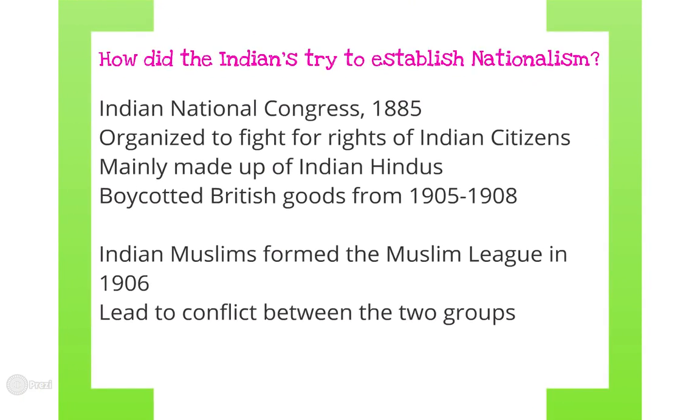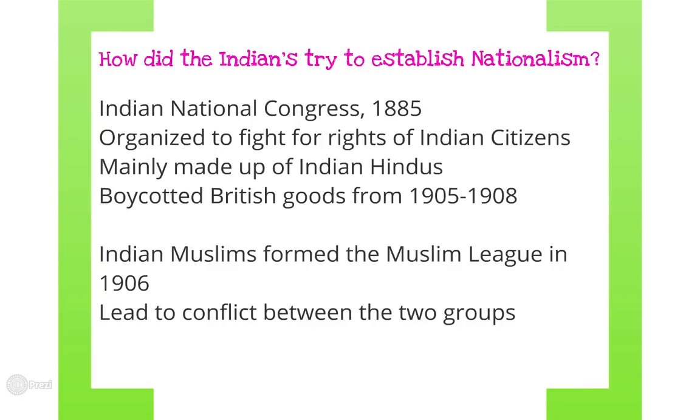All right, and so how did the Indians try to establish nationalism? The Indian National Congress started to meet in 1885. They organized to fight for Indians' rights, but the problem was that they have some internal conflict: it was mainly made up of Indian Hindus, and they boycotted British goods, which was excellent. But the Indian Muslims formed the Muslim League in 1906, and so they were trying to fight and advocate for nationalism and freedom from Great Britain.